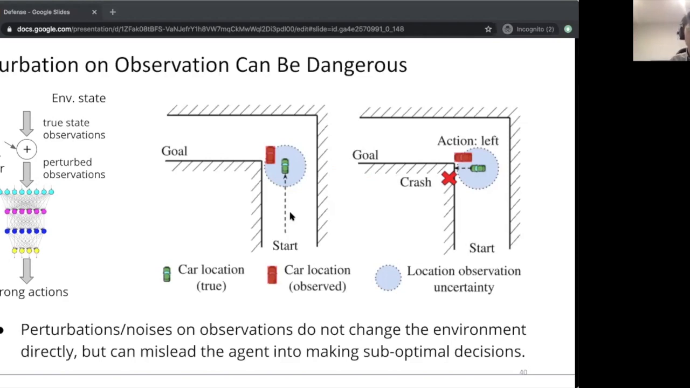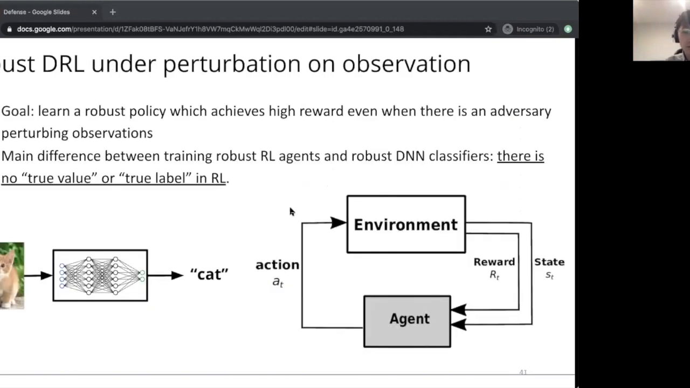In this work, we want to learn a robust policy which is able to achieve high reward even when there is a strong adversary perturbing the state observations. Obtaining a robust agent is sometimes more challenging than in the supervised learning setting, because there is no ground truth action or ground truth label in reinforcement learning.